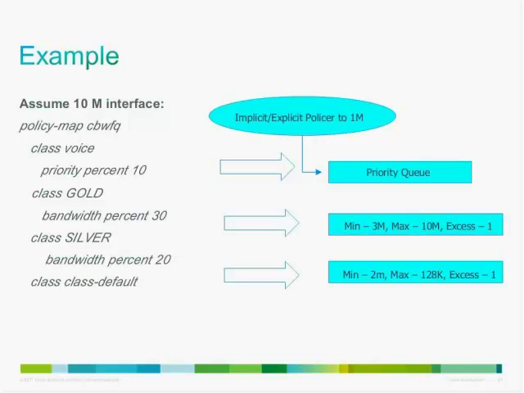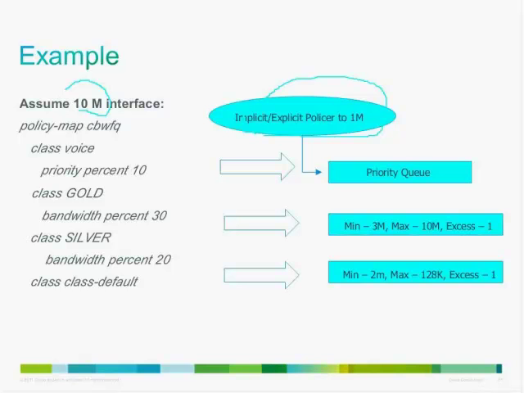We'll take an example here and go over some of the concepts. Suppose I have a physical interface with 10 Mbps available, and I'm configuring priority 10%. That means my voice traffic gets priority 10%, so I'll have an implicit policer of 1 Mbps. I cannot send more than 1 Mbps, but my voice can go in a priority queue where there is no delay.